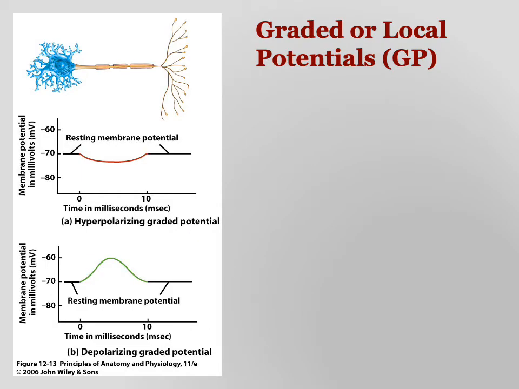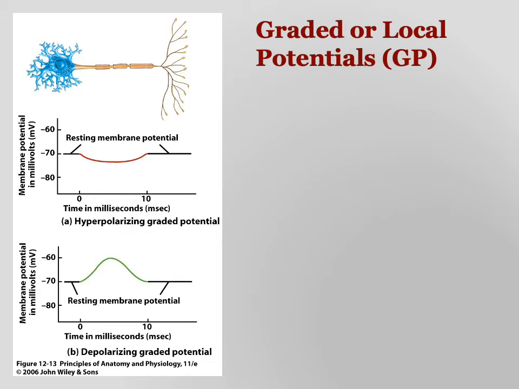So let's move on and talk about graded or local potential. So remember when we first did the overview of the nervous system, we said that the action potential traveled down the axon. When it got to the axon terminals, it caused the release of neurotransmitter. The neurotransmitter would then bind to receptors on the dendrites, and then that would open, in this case, ligand-gated channels. And I mentioned before that we called those graded potentials.